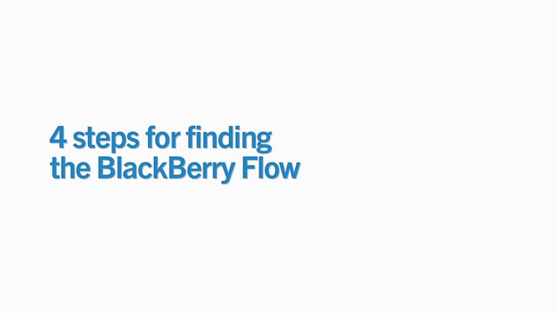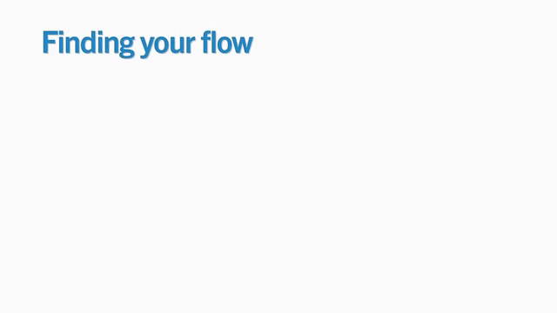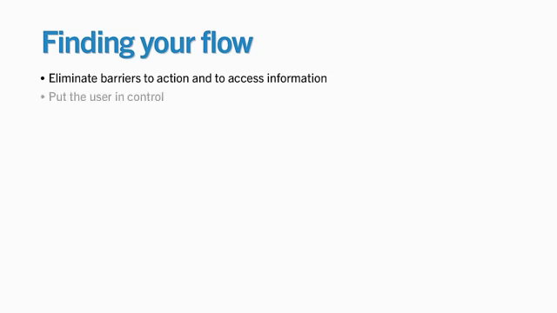This is another recommendation we have, 4 steps for finding the BlackBerry Flow for your applications. So try to eliminate the barriers. Make sure you do good usage of the components, the picker, and all that. Make it easy. Maybe you can do the context menu to do the same thing I showed you with the call. Make sure you minimize the amount of clicks and amount of taps the user has to do.